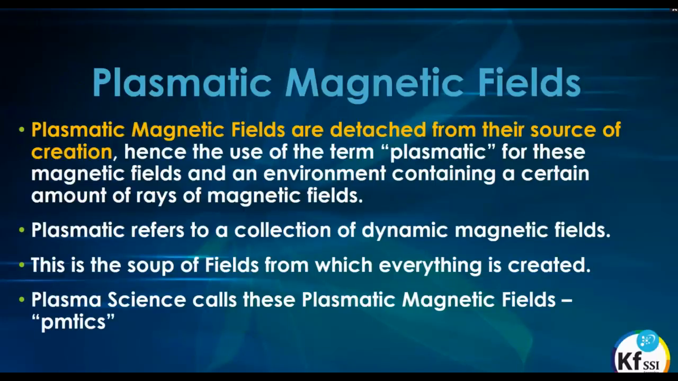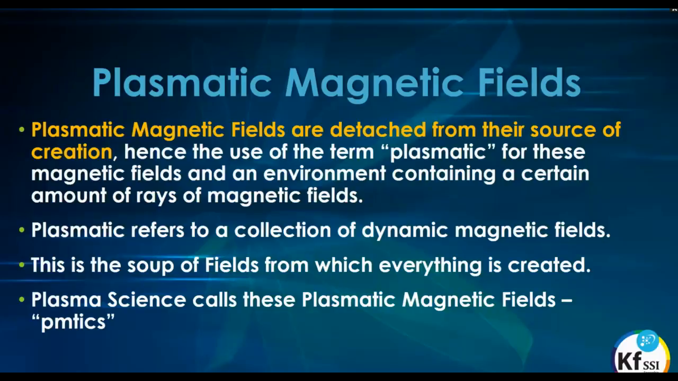And then we go into the next understanding of what plasmatic magnetic fields are. Plasmatic magnetic fields are detached from their source of creation, hence the use of the term plasmatic, for these magnetic fields in an environment containing a certain amount of rays of magnetic fields. So plasmatic refers to a collection of dynamic magnetic fields. This is the soup of fields from which everything is created. Plasma science calls these plasmatic magnetic fields, abbreviated PMTIC.